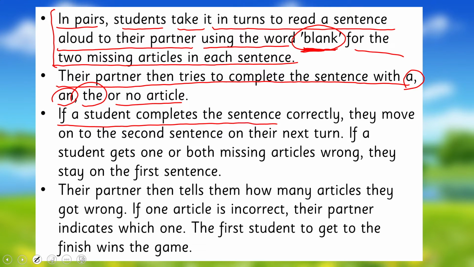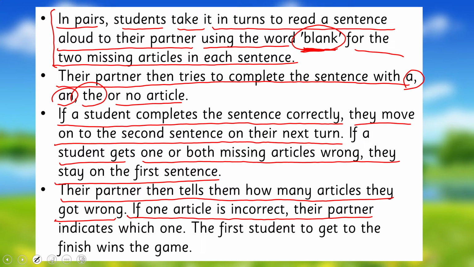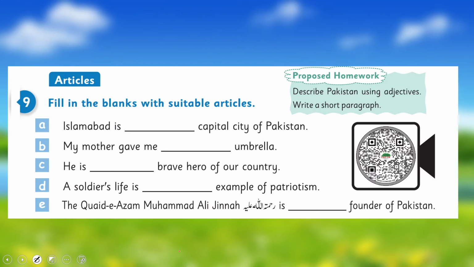If a student completes the sentence correctly, then they move on to the second sentence on their next turn. And if a student gets one or both missing articles wrong, they will stay on the first sentence. Their partner then tells them how many articles they got wrong, and if one article is incorrect, their partner indicates which one, right? The first student to finish this game wins. This is part 1 of this game.